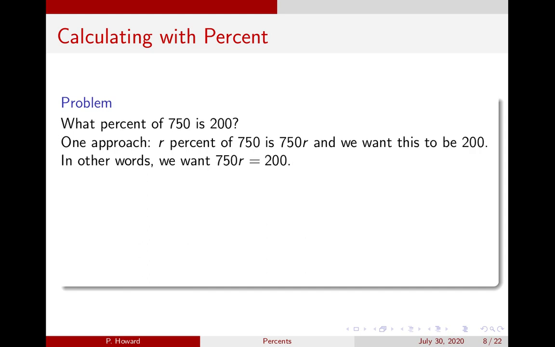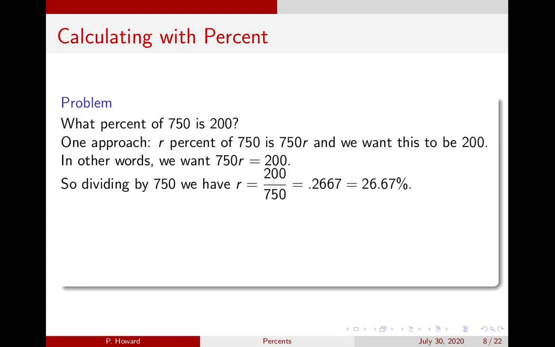So we want 750 times r equal to 200. How do you find r? You divide both sides by 750. So r is 200 over 750, 0.2667. On my calculator, I did a little rounding and changing to a percent, 26.67%. 200 is 26.67% of 750.